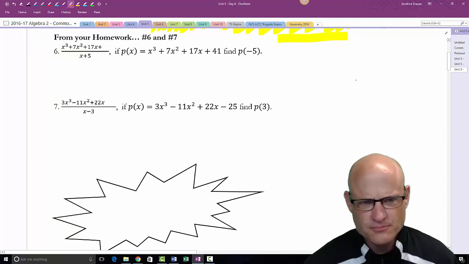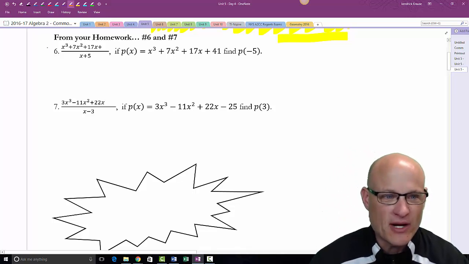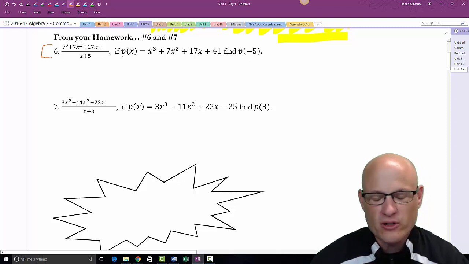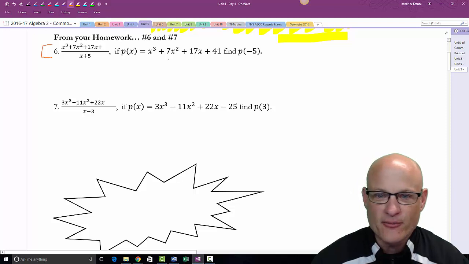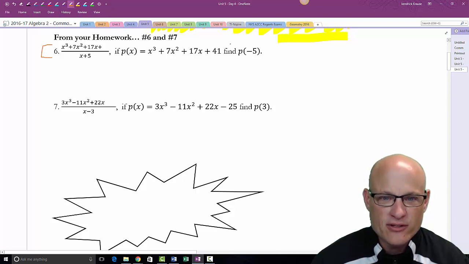All right, so let's take a look at two questions from last night's homework. So hopefully in last night's homework that you probably just went over in class, or you may not have had time to go over in class, so I don't know. You did P of negative 5. Oh, you didn't do this. I don't know. This is new. Sorry, this is new. You did this.